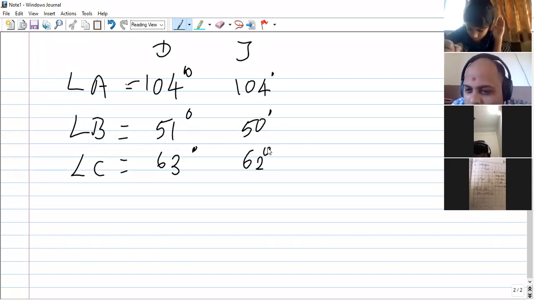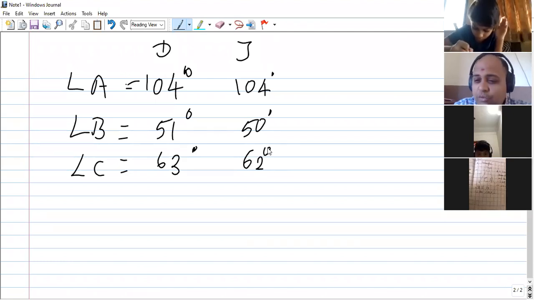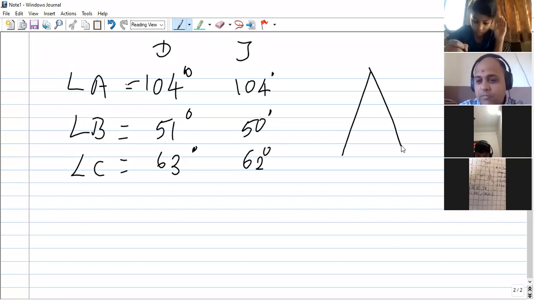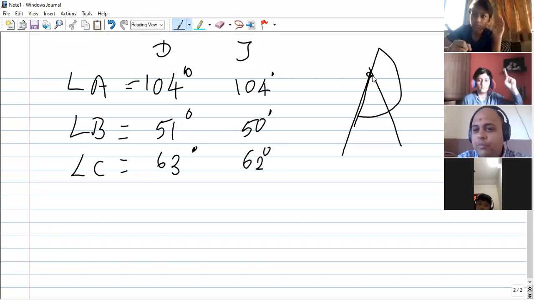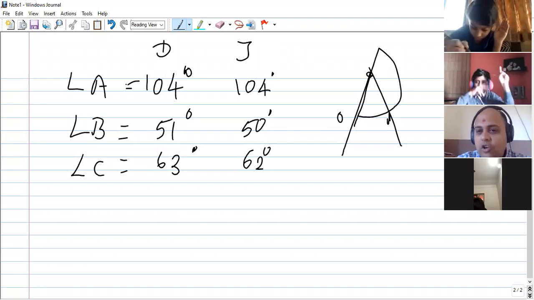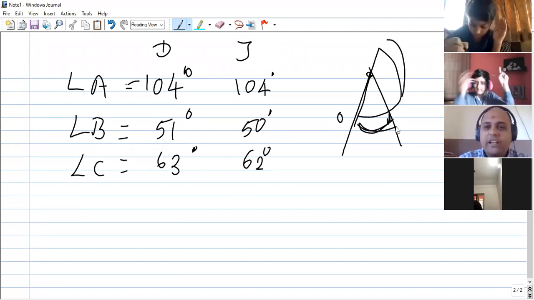Right. Okay. No, angle A, check. Dhwani and Gia, you both check angle A. It cannot be 104. You have to measure it again. If angle A is like this, then you put the protractor here. 0 is here, and you have to measure this inside part, not this part. Check again and tell me.